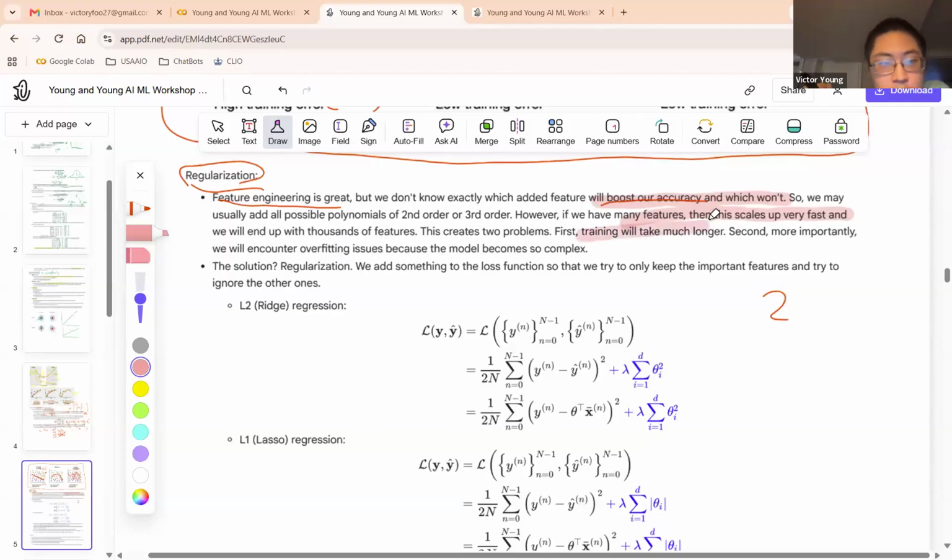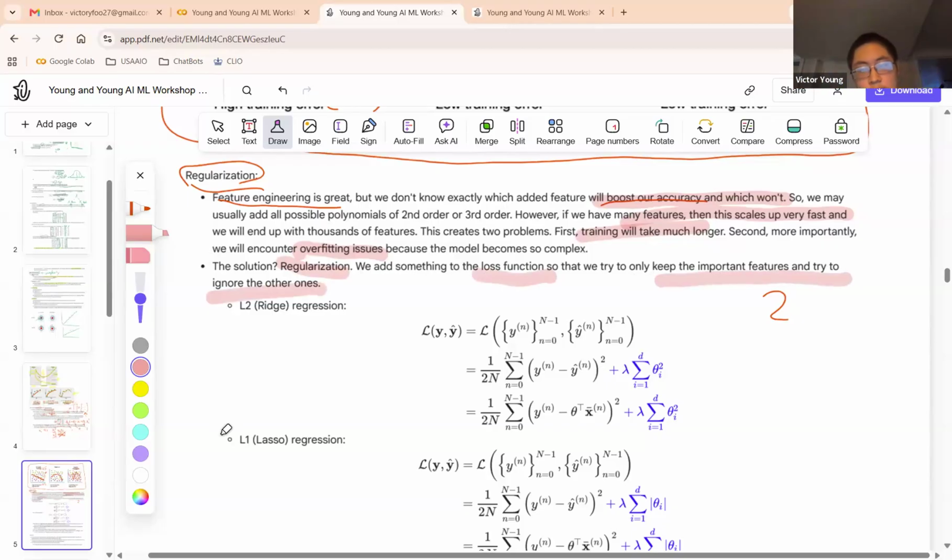So training will take longer and we will encounter overfitting because, just due to random chance, for example, let's say the land area times neighborhood income feature does not contribute anything. Let's say due to random chance in our training data set, it has a sort of correlation that is due to noise. But we do not want the model to learn that. So what do we do? We do regularization. We add something to the loss function, right? Because we're trying to minimize the loss. We try to keep only the important features and ignore the other ones.